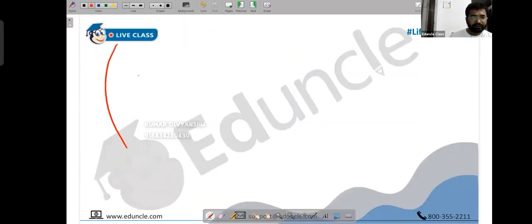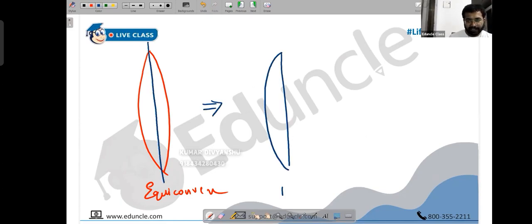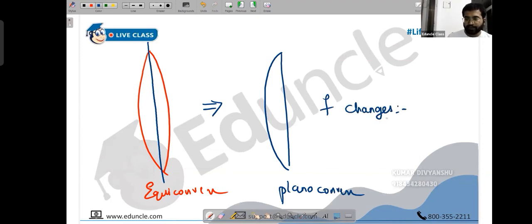Sure, okay. So look, there are two types of cutting. Let's say we have this equiconvex lens. I will take both the cases. Let's take one case at a time. If you cut it like this, vertically, then we are getting a plane convex lens. So obviously, what will change? Focal length. Focal length changes. And if focal length changes, then image position changes. Image height changes. Everything changes with respect to image. Okay? But intensity will not change.